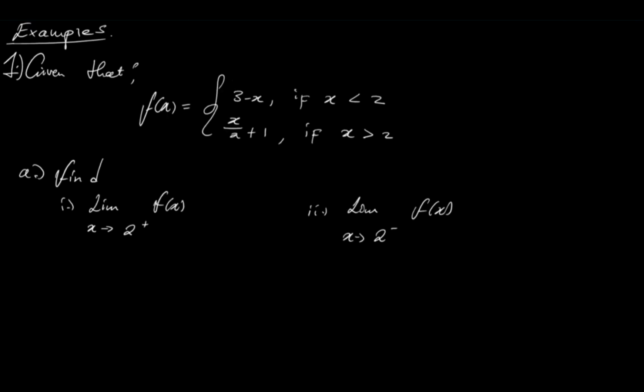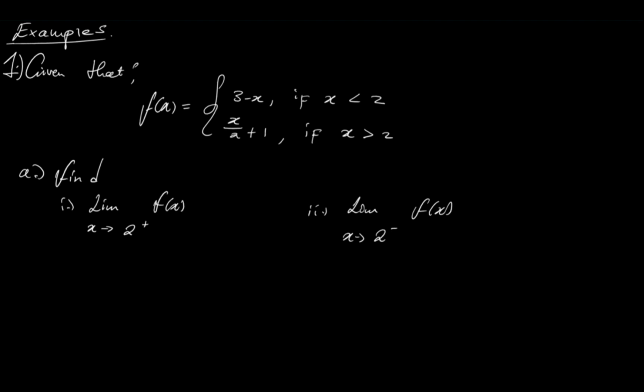So, given that you have a function f of x, which has two functions, the first one is 3 minus x, and the other one is x over 2 plus 1. Now, each function has a condition. The first one says that x should be less than 2, and the other one says that x should be greater than what? 2. In our first question, we're being asked to find the limit as x approaches 2 from the positive side of the function f of x.